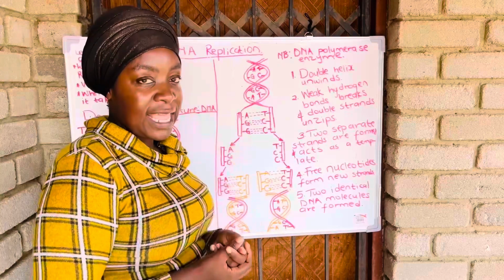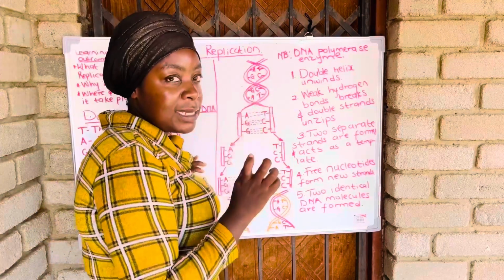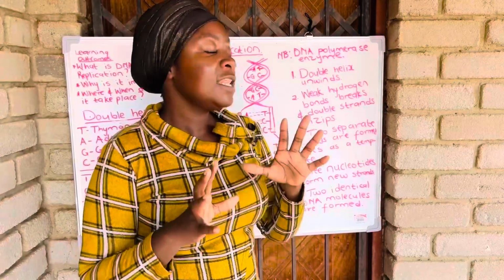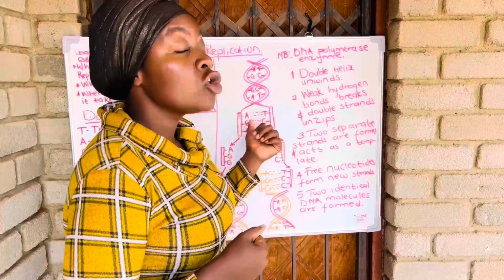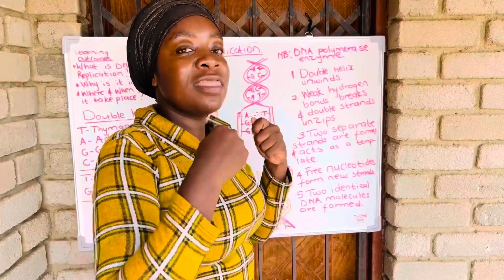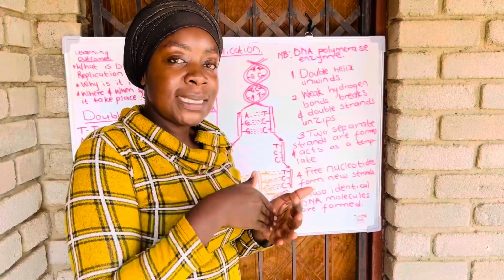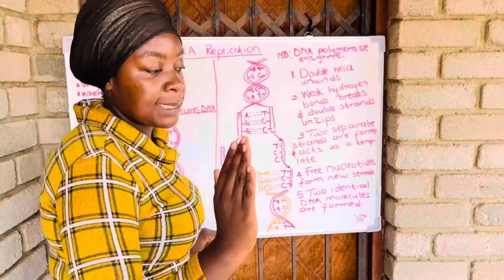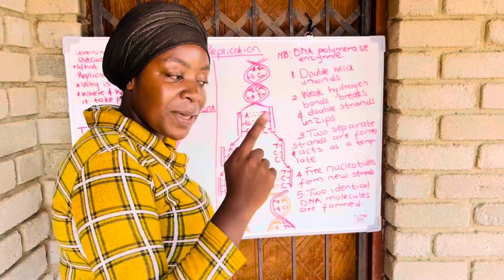Since DNA is a double helix and it's coiled, the first thing it needs to do is unwind. After unwinding, the weak hydrogen bonds need to break, and when they break, the strands will do what? They will unzip. After unzipping, we are going to have two separate strands.